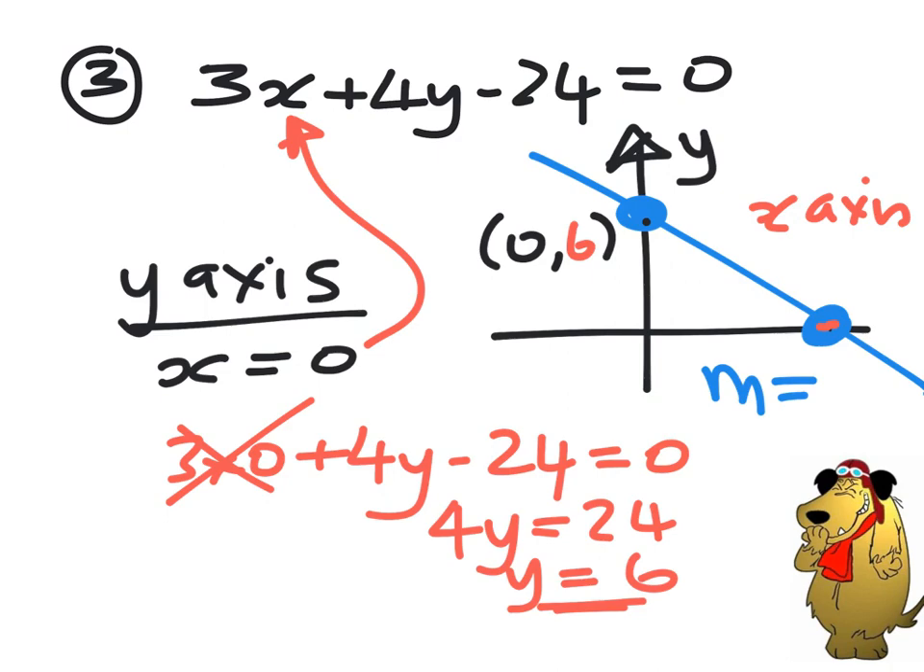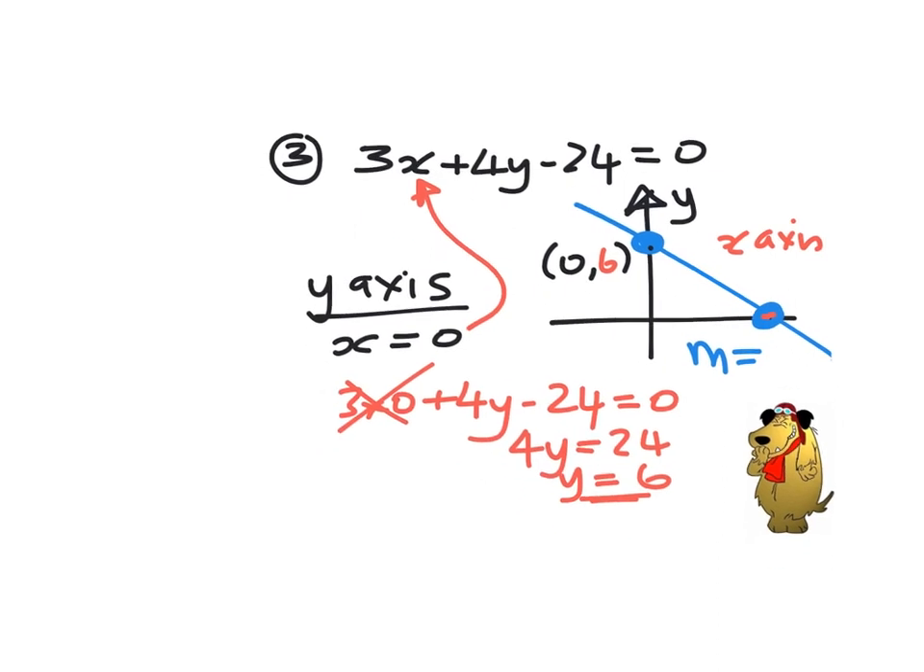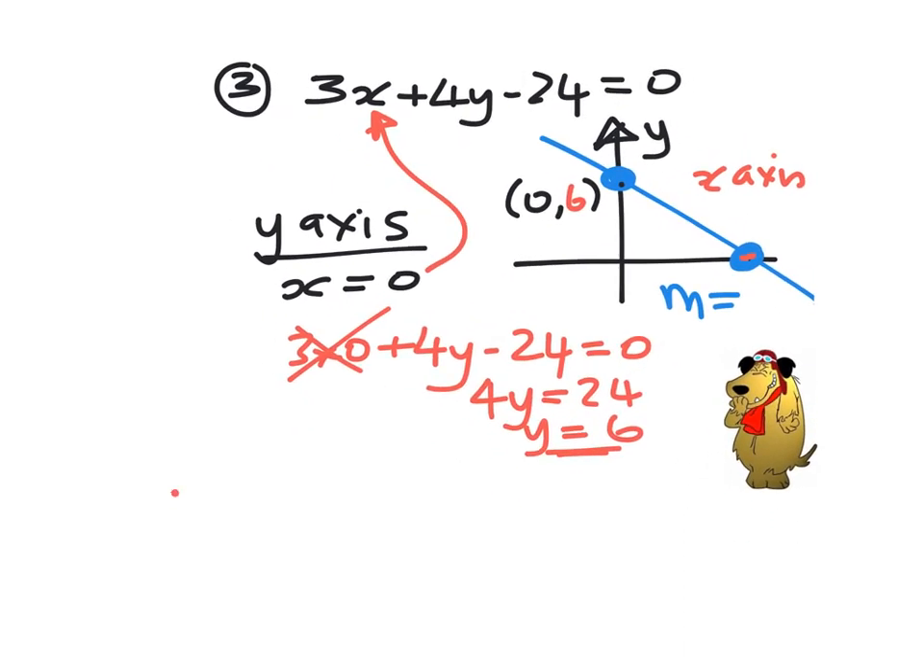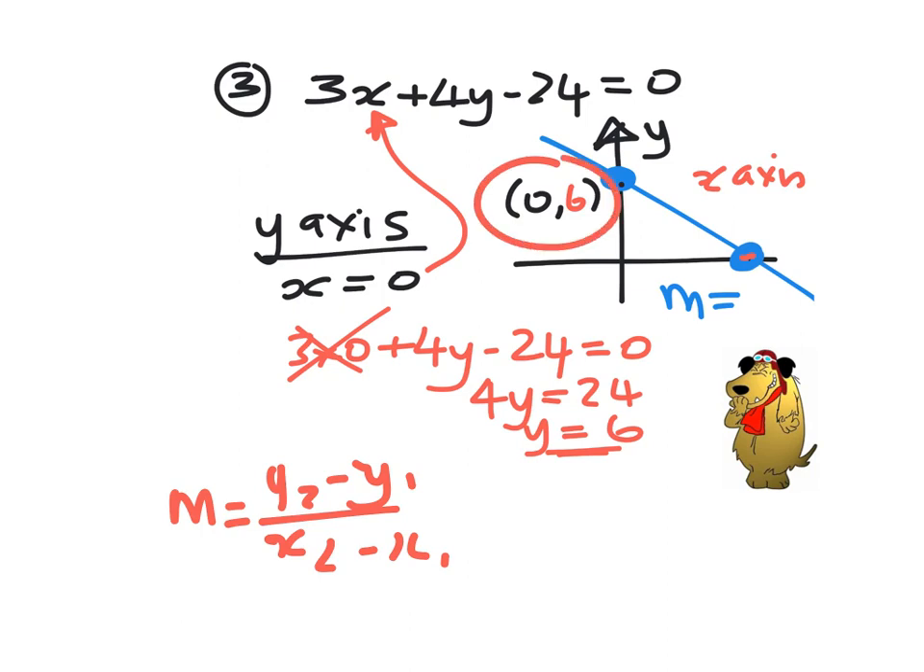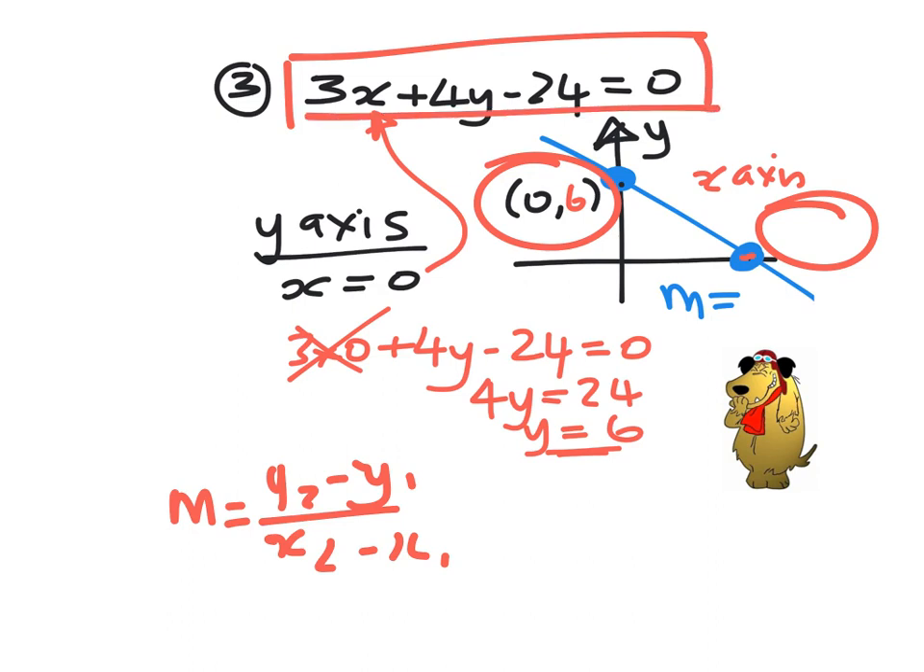Now you've got a choice for the gradient. You can either use the gradient formula, which is y2 minus y1 over x2 minus x1, because you'll have 2 points. You'll have this point here and this point here. Or you can take the original formula and rewrite it as y equals mx plus c. Your choice.